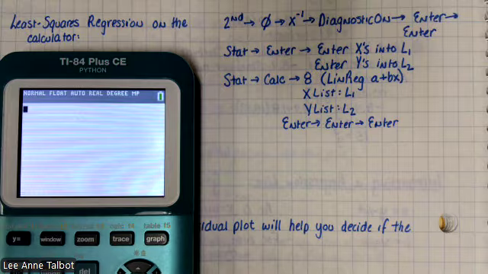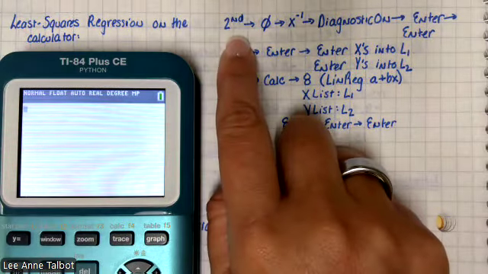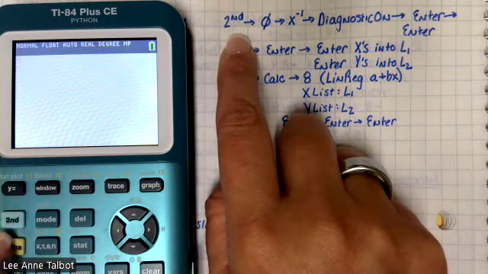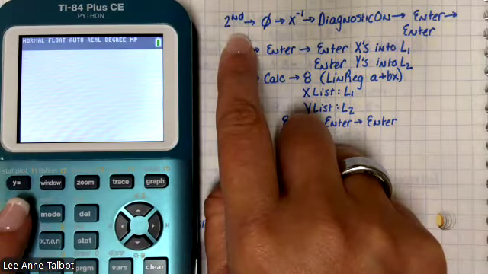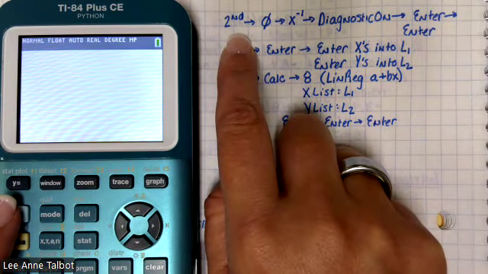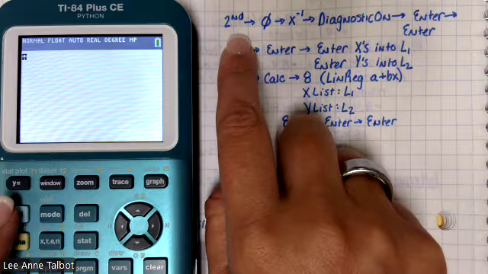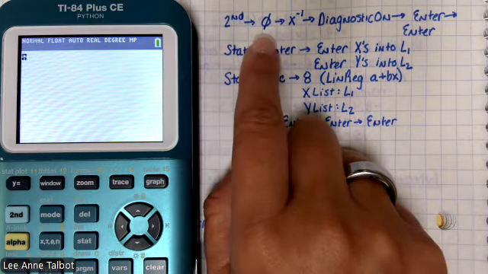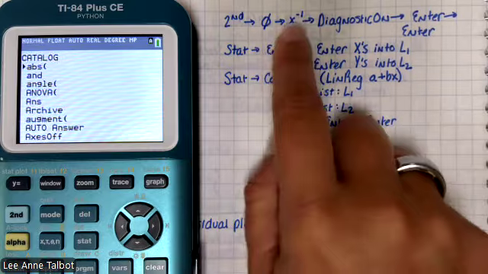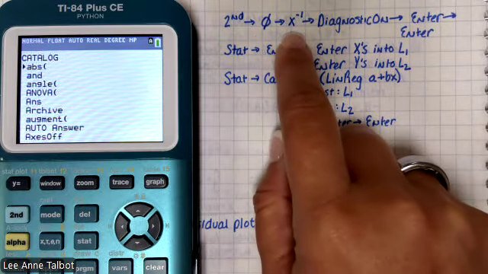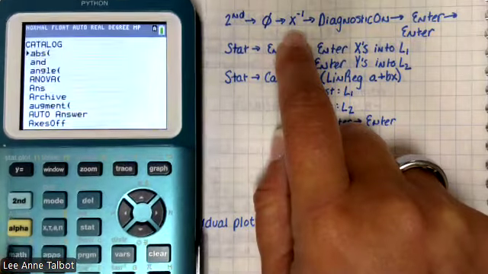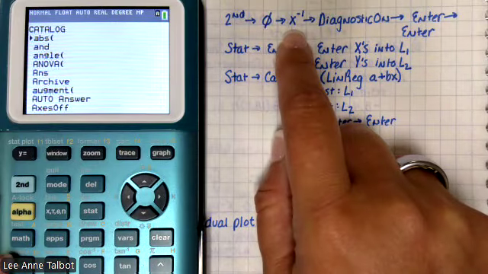Here we go, following the order of commands. Second. You know what a second button is? Okay, 0, that's a 0. And then this is X inverse. It's located over here right underneath the math button, like fourth button down.